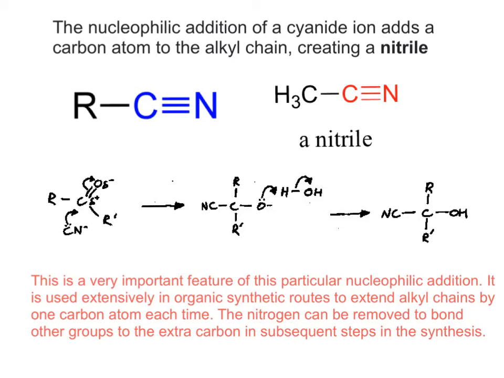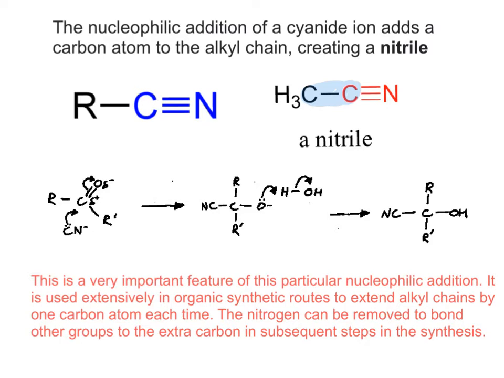So what this creates is a compound called a nitrile. The important thing about the nitrile is that it actually creates a new carbon-carbon single bond, which is being highlighted at the moment. So the mechanism that we've got here is called nucleophilic addition, because the C triple bond N behaves as a nucleophile. And like we've mentioned already in the introduction, it's used extensively in organic synthesis to extend alkyl chains by 1 carbon atom each time.